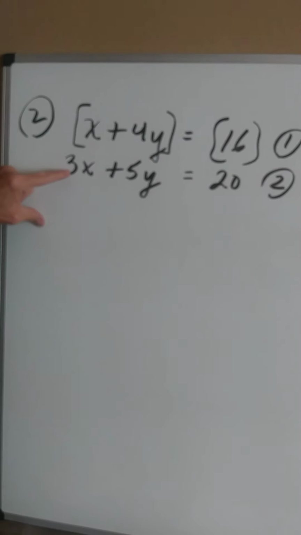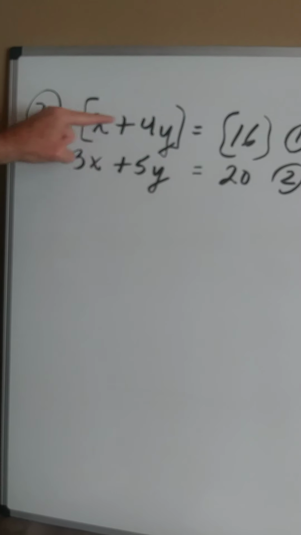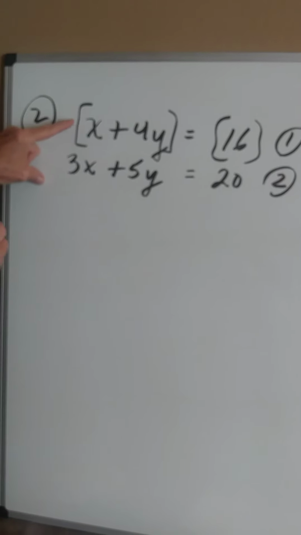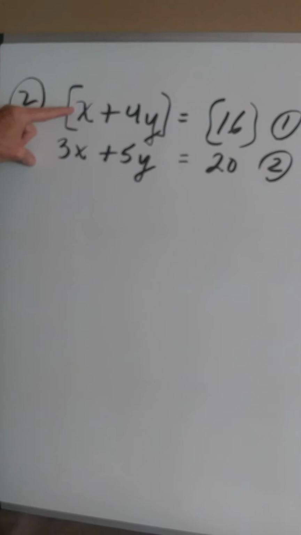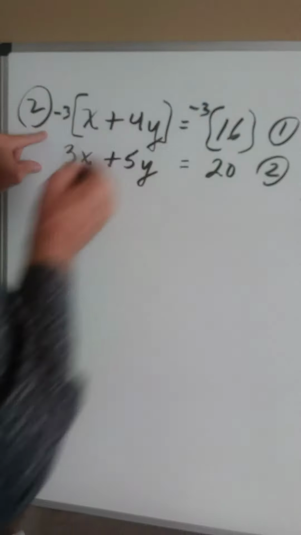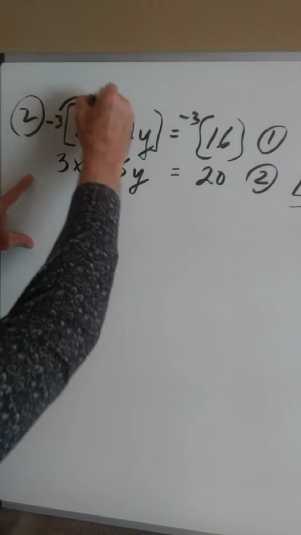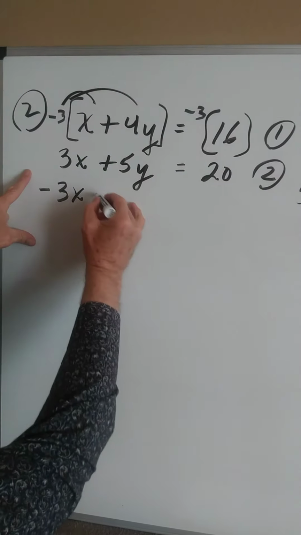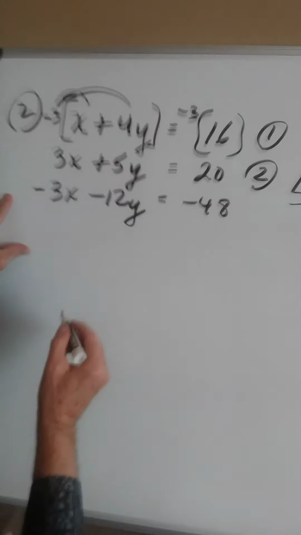Now people, down here we've got a positive 3x. I want to multiply both sides of this equation by a number that will accomplish something: getting rid of my x's. He's a positive 3. I want him to become a negative 3x. If we multiply both sides of equation number 1 by negative 3, that ought to do it. Let's distribute. Negative 3x, negative 12y, negative 48. Draw a line.